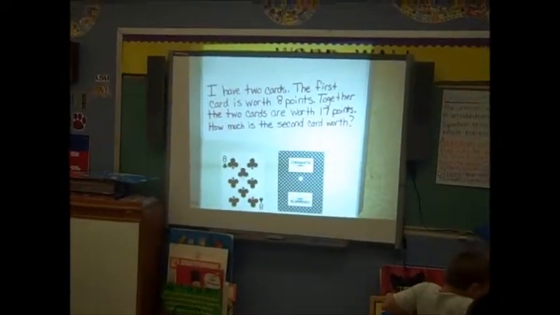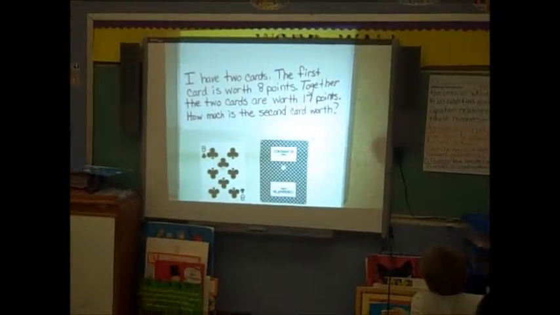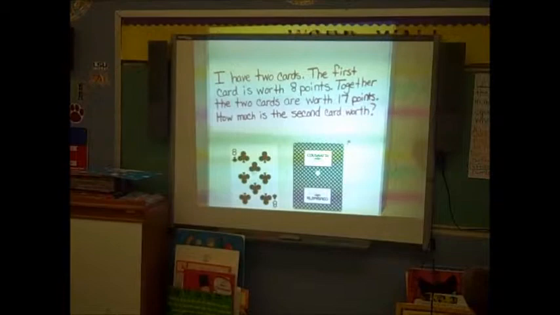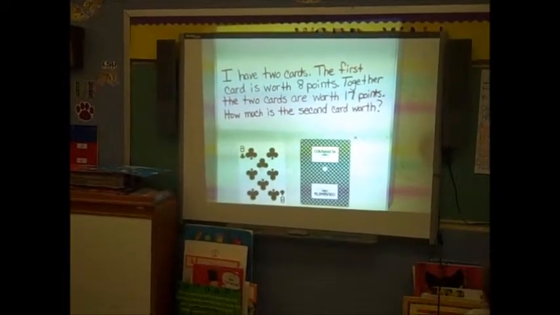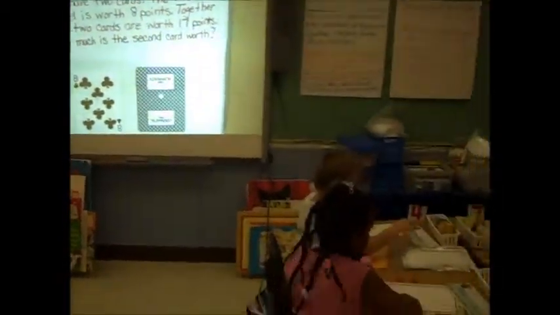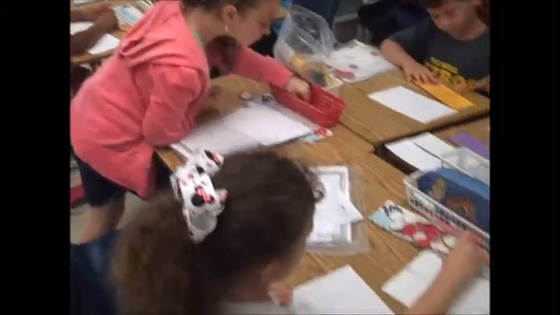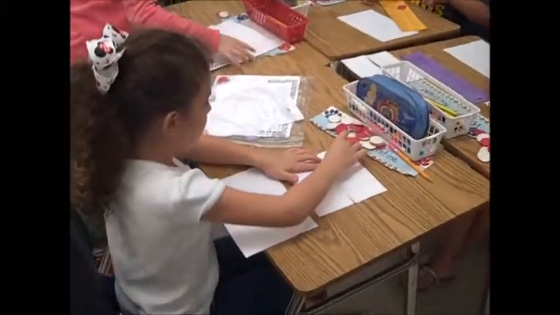The problem, our number talk is, I have 2 cards. The first card is worth 8 points. Together, the 2 cards are worth 17 points. How much is the second card worth? You may begin. Remember, you are to discuss your strategy with your shoulder partner when you get through, and you're to write it out on your slip of paper.